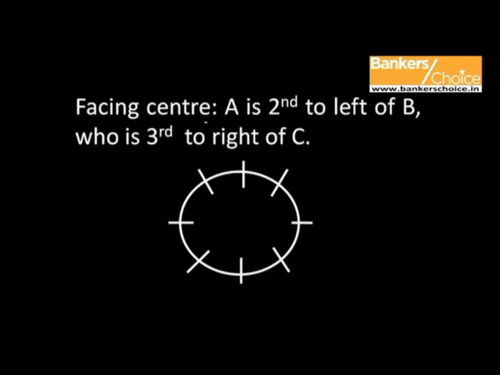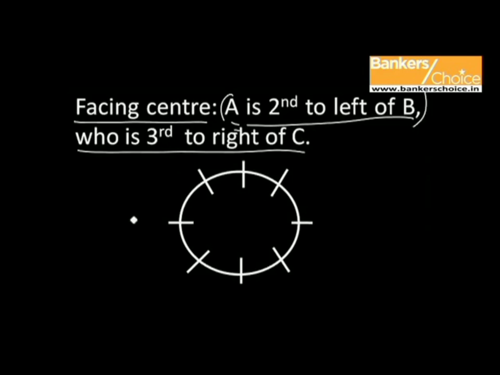Similarly, in case of persons facing center, if the statement is A is second to the left of B, who is third to the right of C, the persons ABC can be placed as follows. As A is second to the left of B and the persons are facing center, let us assume that B takes this place and A will come again in this position as he is towards the clockwise direction of B.